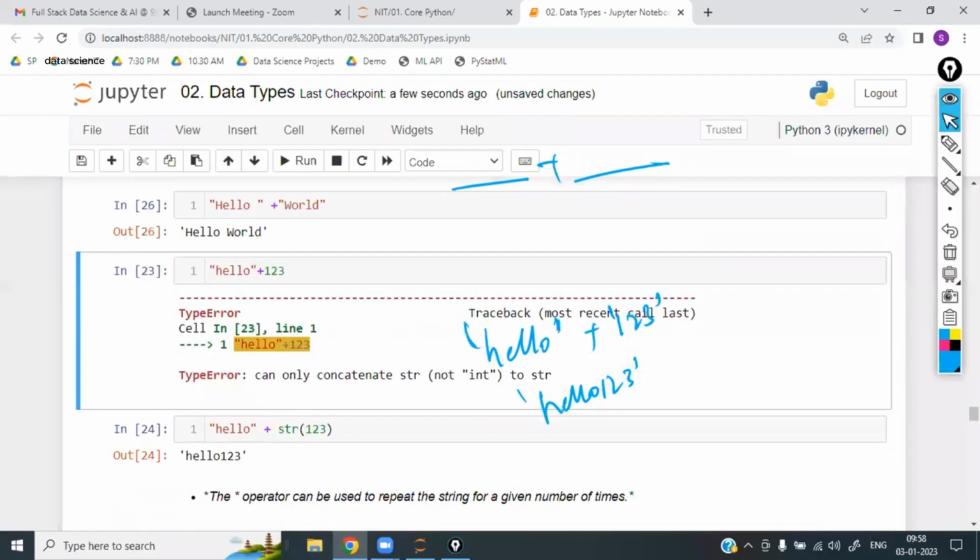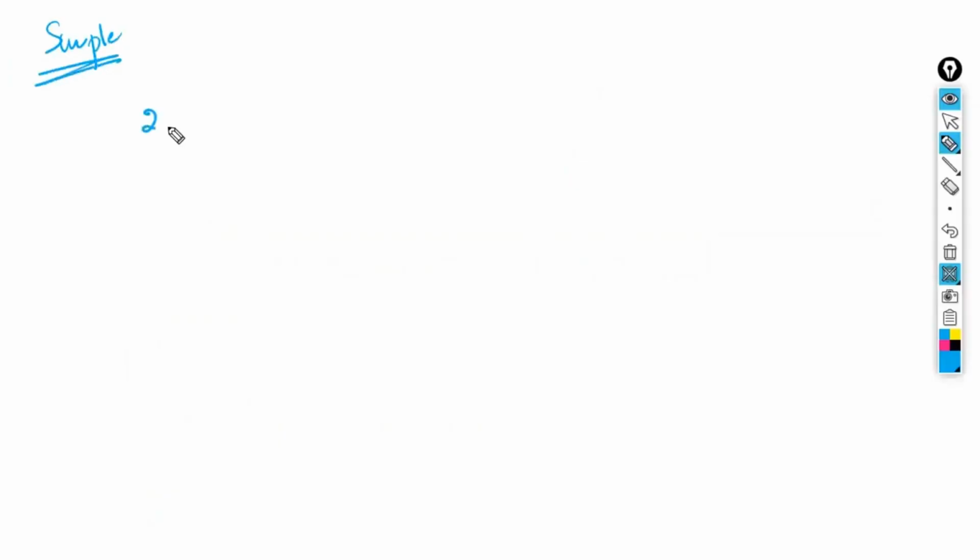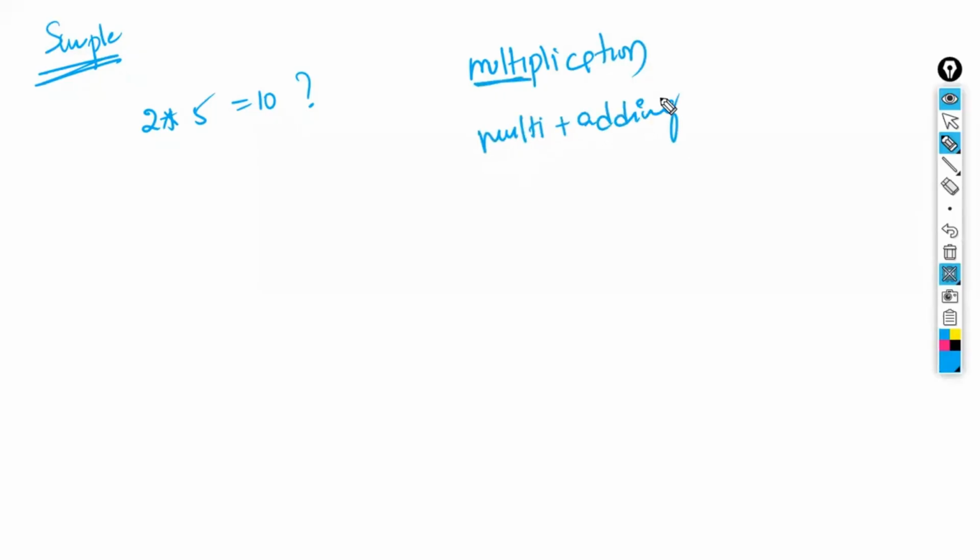Next one. Basically, I will ask you a simple question. Very simple question: 2 into 5. What is the answer? 2 5s are 10. The actual question is how. Here, some students will say, sir, it is multiplication. Okay, multiplication only. What is meant by multiplication? Multiplication means multi times adding. Multi times adding is called multiplication.